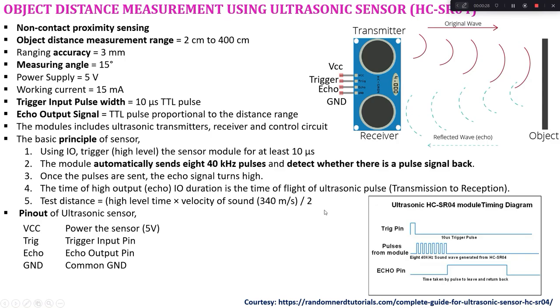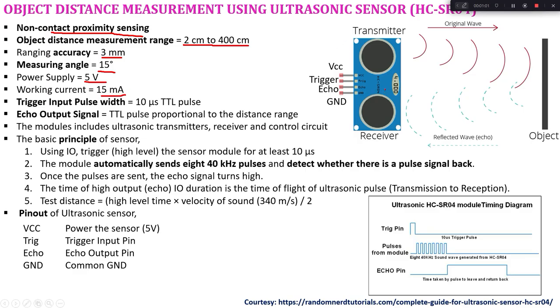An ultrasonic sensor is a sensor which can be used to measure the distance of an object in front of it. It is a non-contact proximity sensing element. It can measure the object distance in the range of 2 cm to 400 cm with an accuracy of about 3 mm. The measuring angle is 15 degrees, and it requires a power supply of 5 volt with a working current of 15 milliamperes.